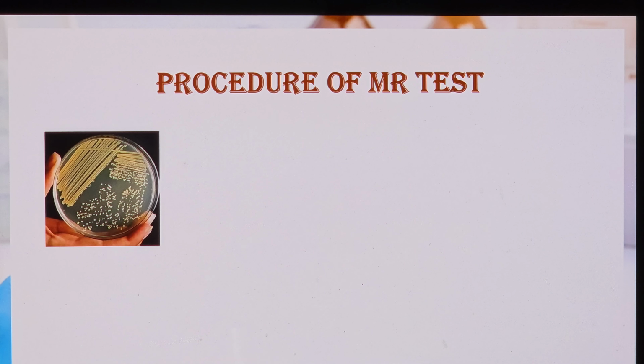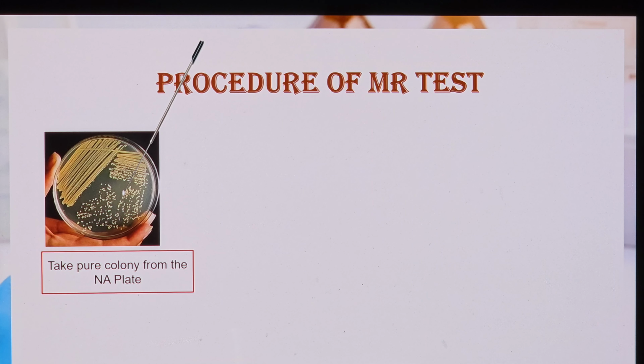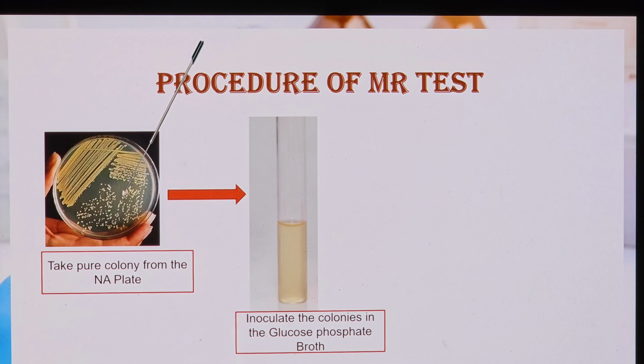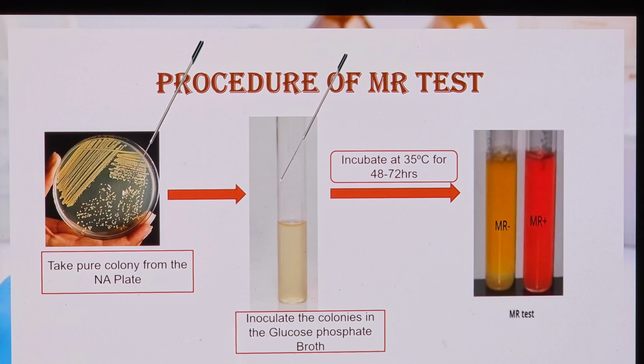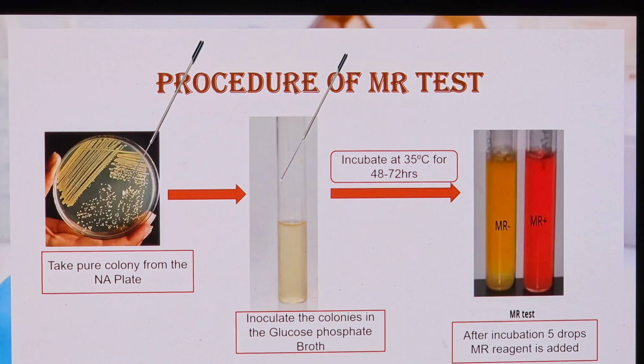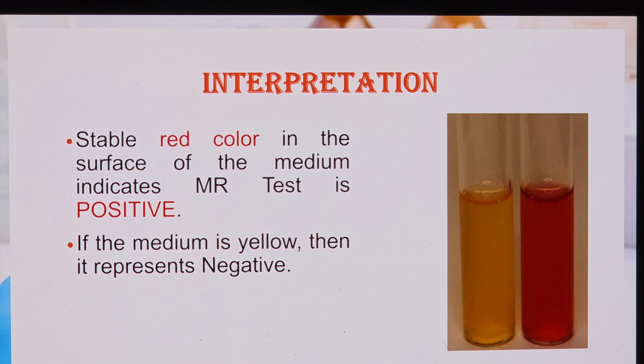Procedure of MR test. First, take a pure colony from the nutrient agar plate with the help of an inoculating loop. Then inoculate the colony in the glucose phosphate broth. Then incubate at 35 degrees centigrade for 48 to 72 hours. After incubation, add 5 drops of MR reagent and observe the reaction. Interpretation. Stable red color on the surface of the medium indicates MR test is positive. If the medium is yellow, then it represents negative.